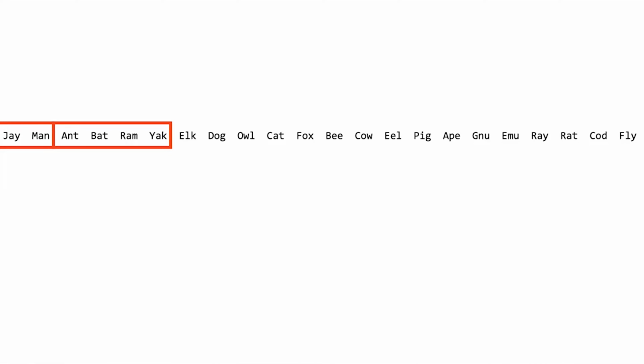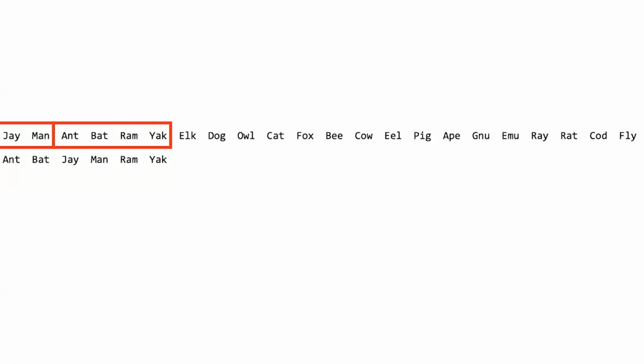So I take the smallest of J and man, which is J, and the smallest of ant through yak, which is ant. So ant is before J, so it goes first, and then comes bat, and then comes J, and then comes man, and then comes ram, and then comes yak. Now notice how it's really easy to combine these 2 sorted sublists. I go from left to right and take the smallest of the 2.